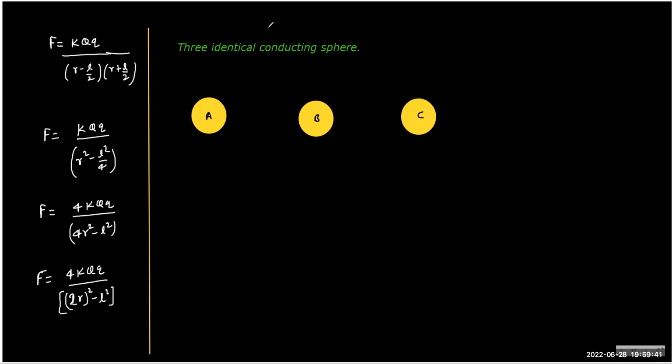Now, let me tell you the separation. This separation is given as D between the centers, of course. The sphere in the middle, B, is given a charge Q. Now B will first touch A, and then it will touch C. In the process, some charge will transfer to A and C, and then B is removed.